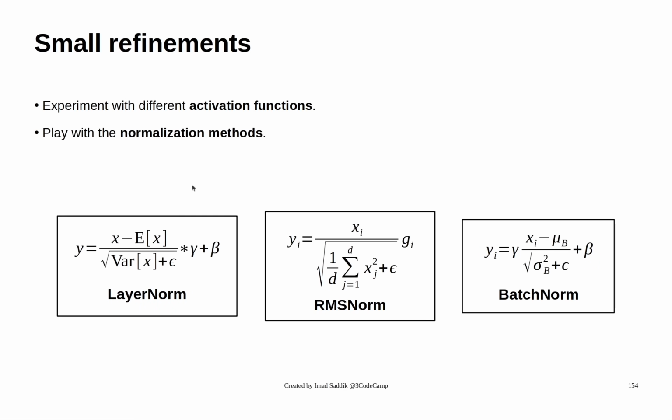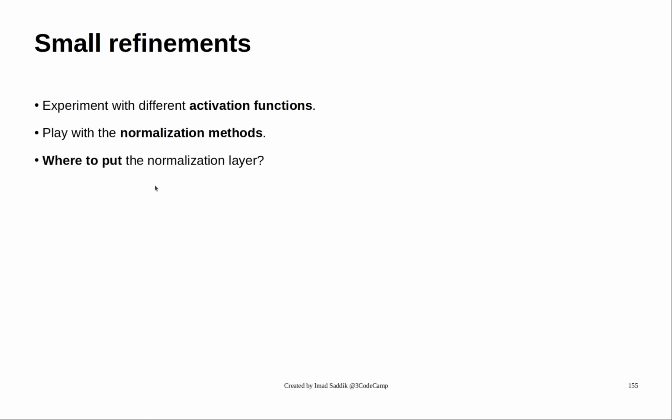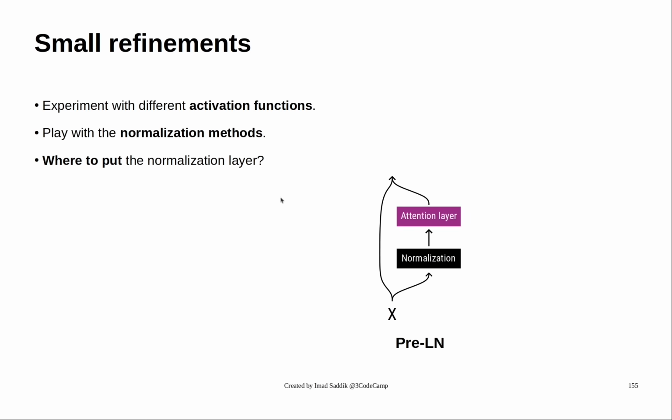After that, we are going to play a little bit with normalization methods. Currently, we have been using layer norm, but we also have RMS norm and batch norm. Although this one is not used in LLMs. Then we are going to compare placing the normalization layer before and after the attention and feed forward layers. We commonly refer to these as pre-layer norm.